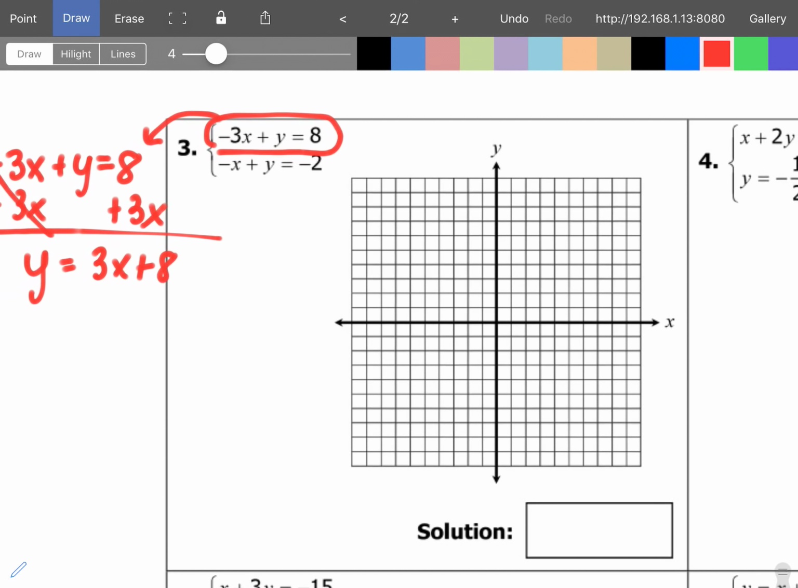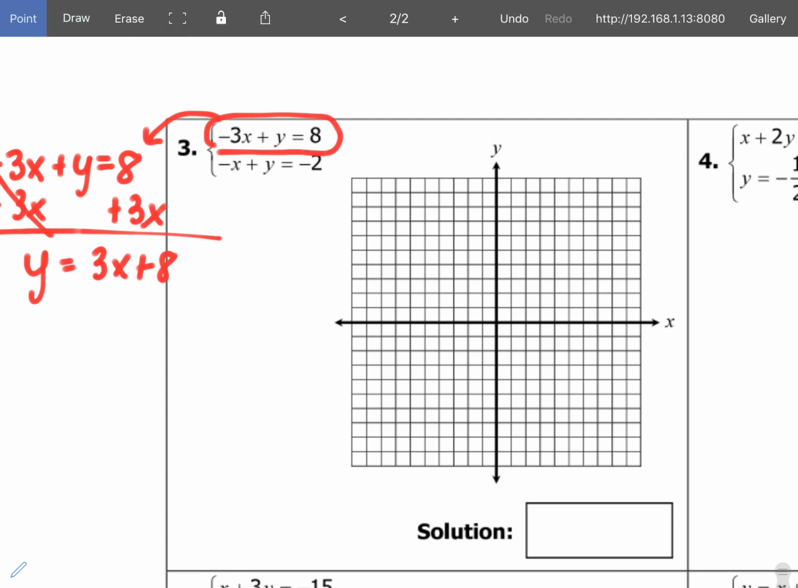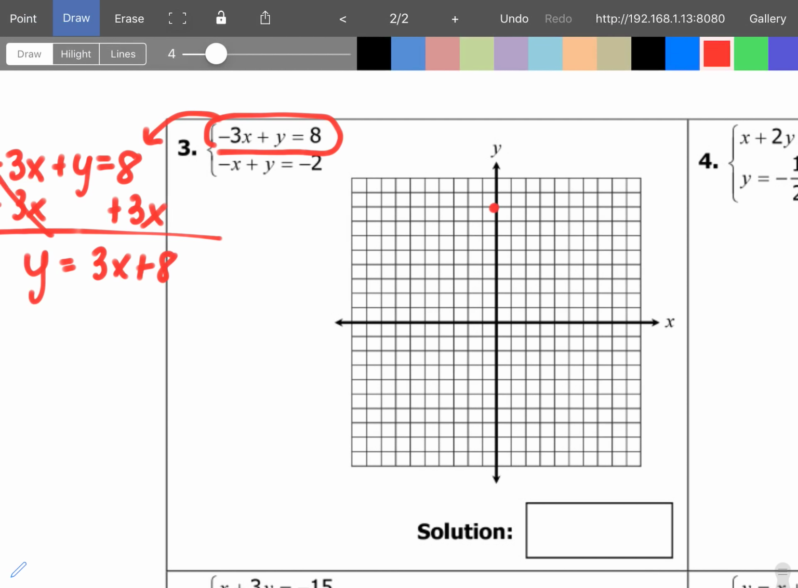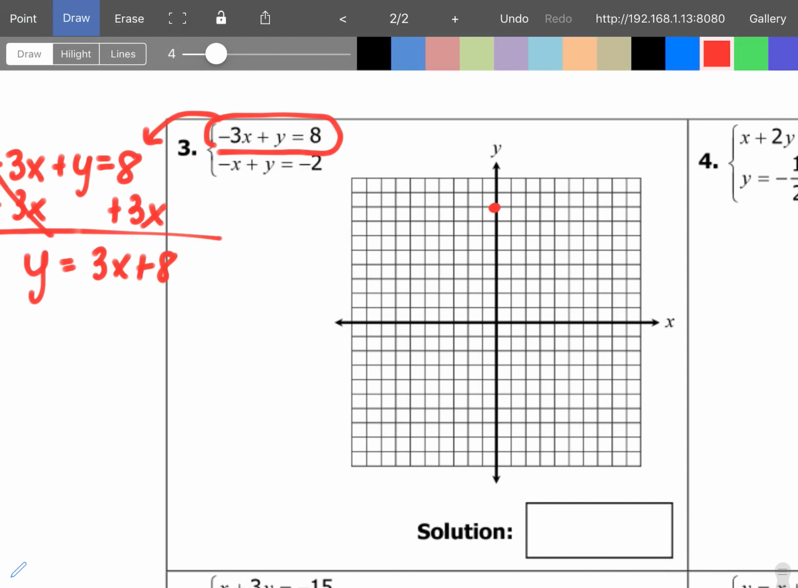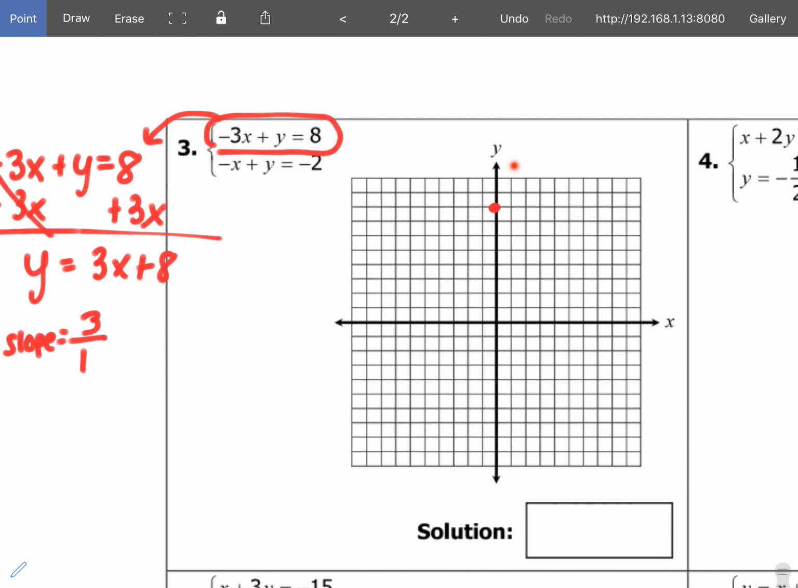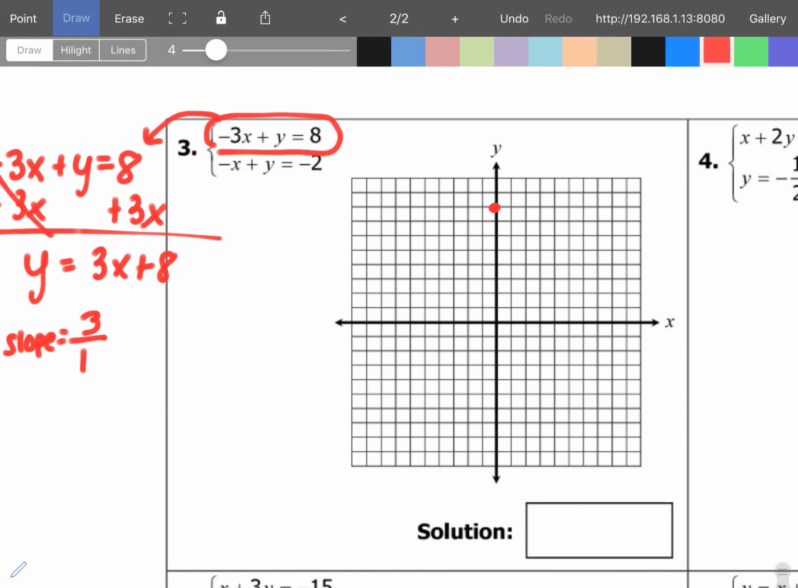Now we know our y-intercept. So I'm going to go up 1, 2, 3, 4, 5, 6, 7, 8, make a point. And then this tells me my slope is 3. So my slope is 3 over 1. And remember, if we go up 3 over 1, we're going to go off the graph, right? So instead, I can go down 3. Remember, you can go down 3 to the left 1. Make a point.